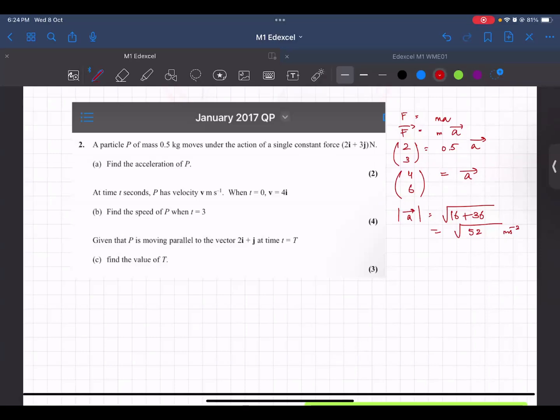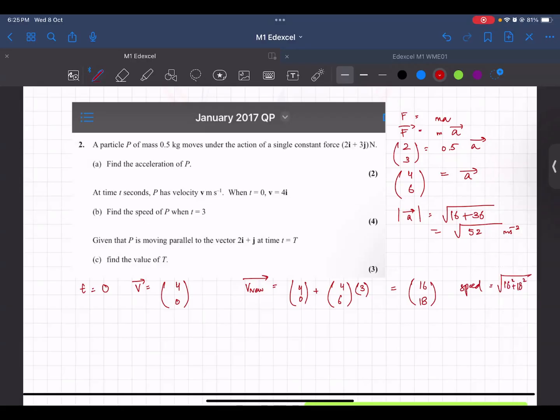Then at time t seconds, the velocity v. When time is 0, v is 4, 0. Find the speed when t is 3. Now they're asking you to find the speed. So the new velocity is equal to the old one plus the acceleration. Acceleration is 4, 6 and times time, which is 3. And then you do the square root thingy to get the speed. So 4 plus 12 is 16, and this is 18. And so the speed will be equal to square root of 16 squared plus 18 squared, and whatever the answer will be.